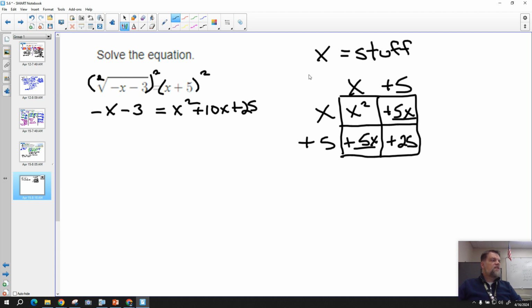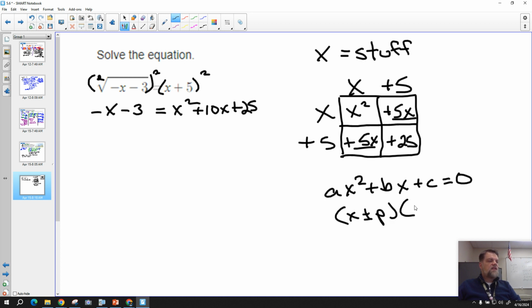So remember, I have to get all this stuff over. This is a quadratic, so how do we solve a quadratic? Well, a quadratic is solved by doing this: ax squared plus bx plus c equals 0. And then at some point, we get x plus or minus a number, we'll call it p, times x plus or minus a number, we'll call it q, equals 0, and then you set the factors equal to 0, right? So this is a bunch of stuff combined in one question. And then you get x equals p or q or whatever. So in other words, I need to move this stuff over.